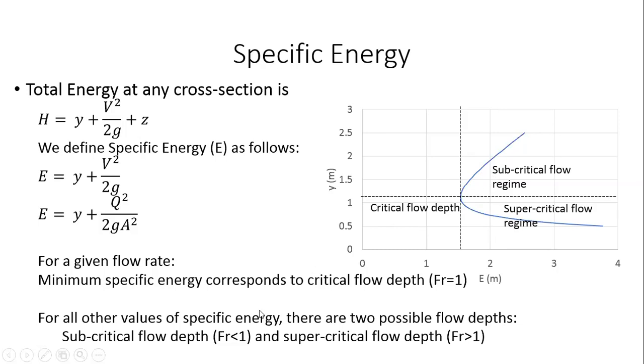One will be at a subcritical flow depth, which is the Froude number less than 1, if you remember from our earlier slide. And the other will be the supercritical flow depth, where the Froude number is greater than 1. Okay. So I'll prove this to you a little bit in the next slide and the next couple of slides.